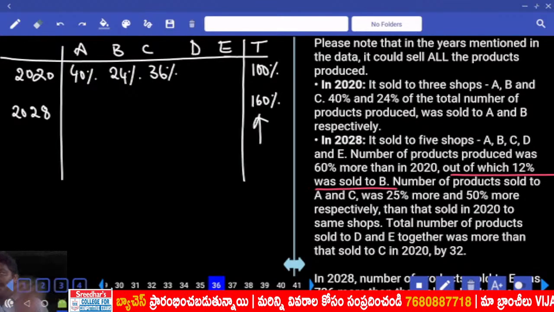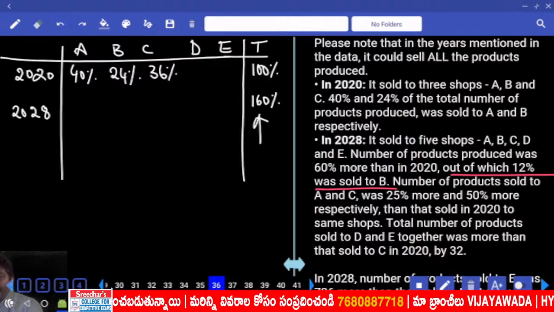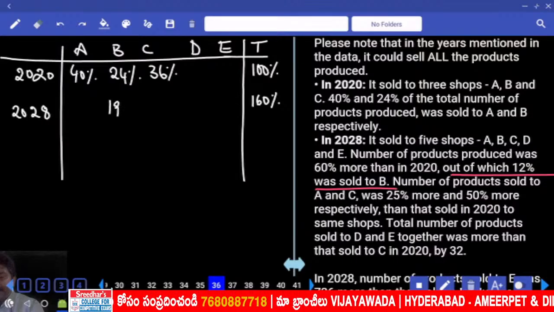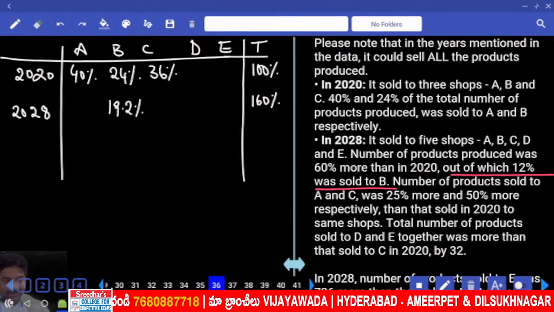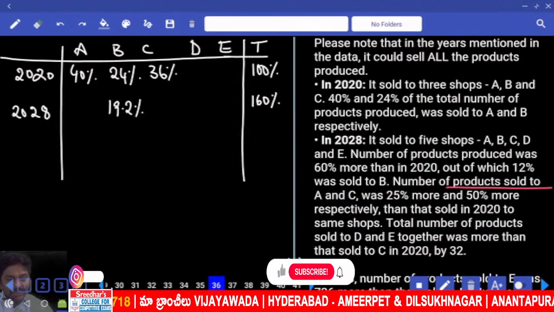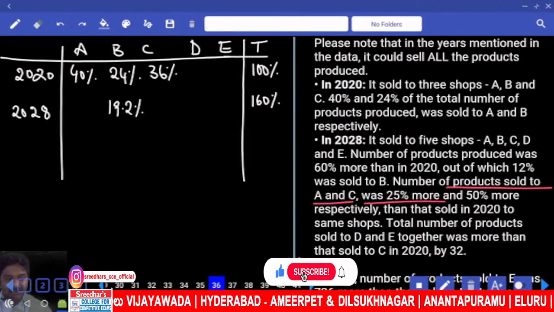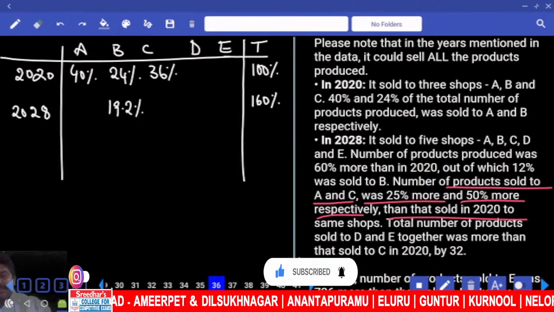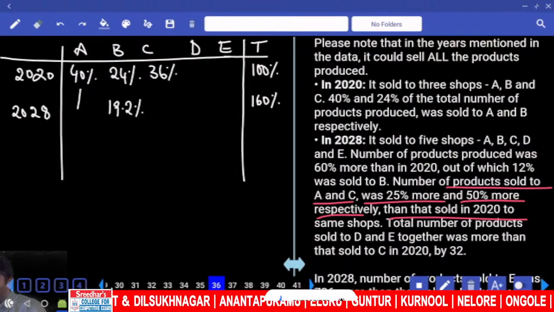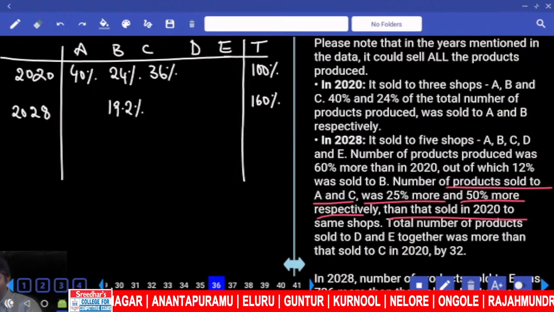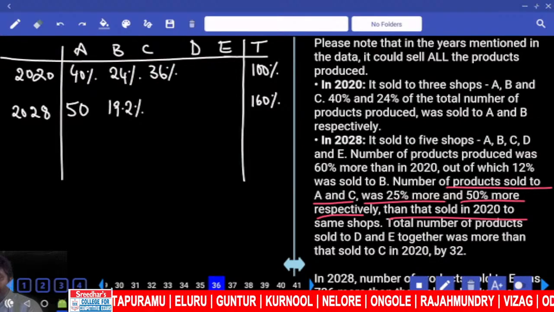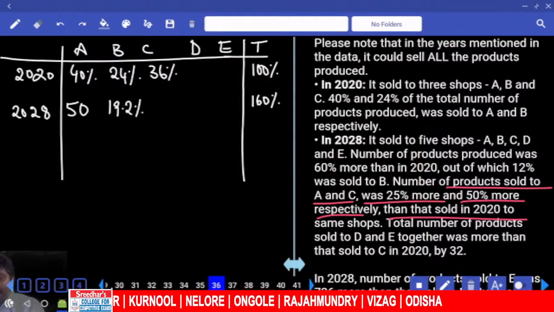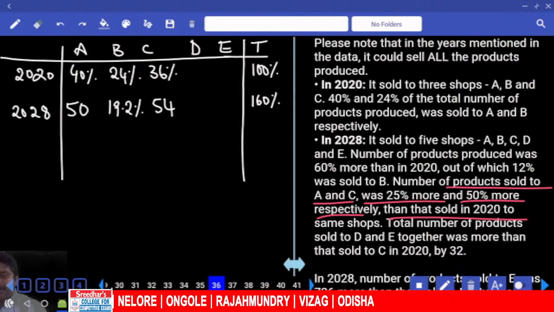Out of 160 only we have to calculate 12%. 10% 16, 2% 3.2, 19.2 given to B. Number of products sold to A and C was 25% more, 50% more respectively than that sold in 2020. A 25% more than 40, 25% 10, 10 more 50. And in C 15%, 50% more, 50% 18, 18 more 54.